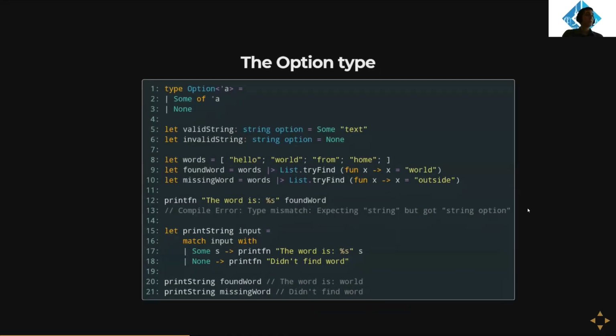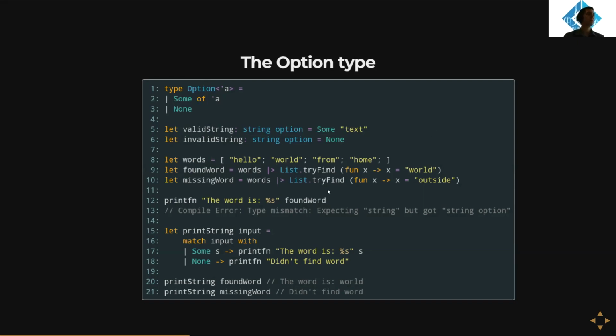So how do you deal with null values? There's something called the option type, and large parts of the standard library use it instead of returning null. At its core, it's a discriminated union with a generic type, and it's either a sum of that generic type or just none. So we can declare a valid string of some text or an invalid string of none. And once again, you can see that the type in each case is string option.